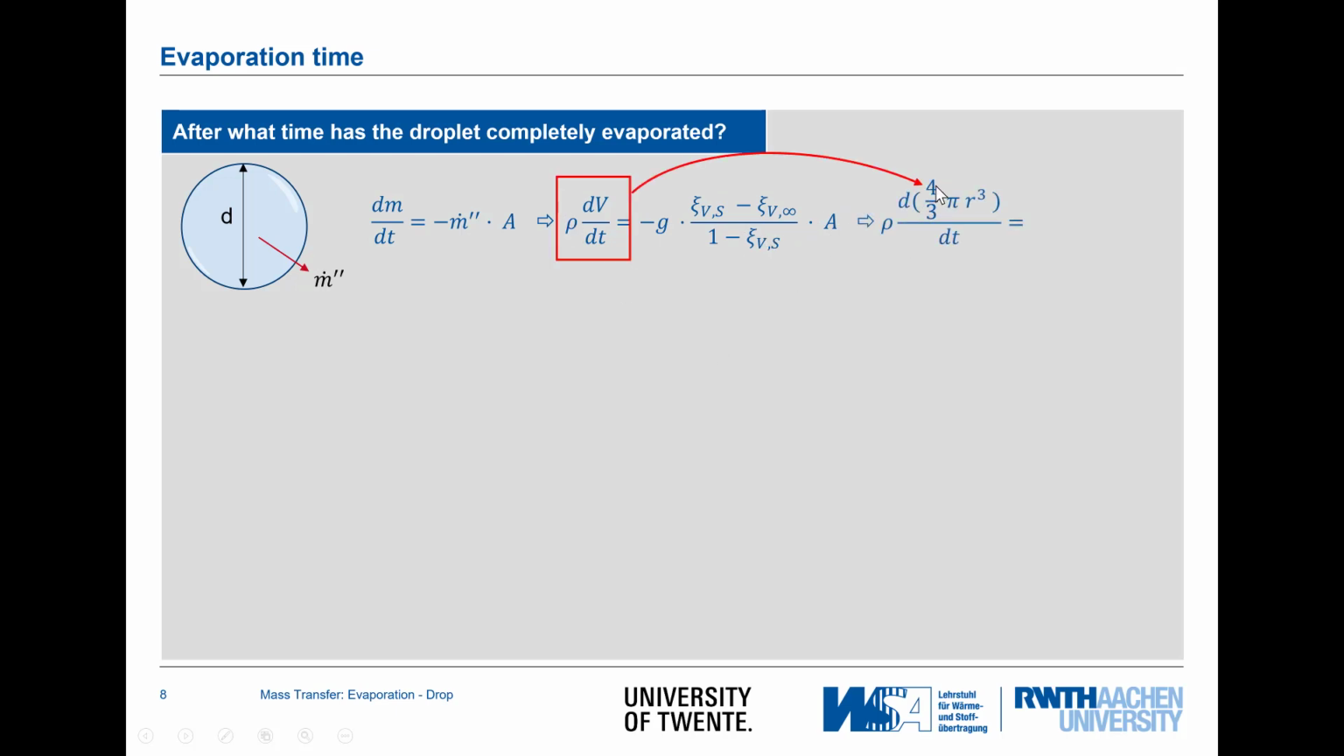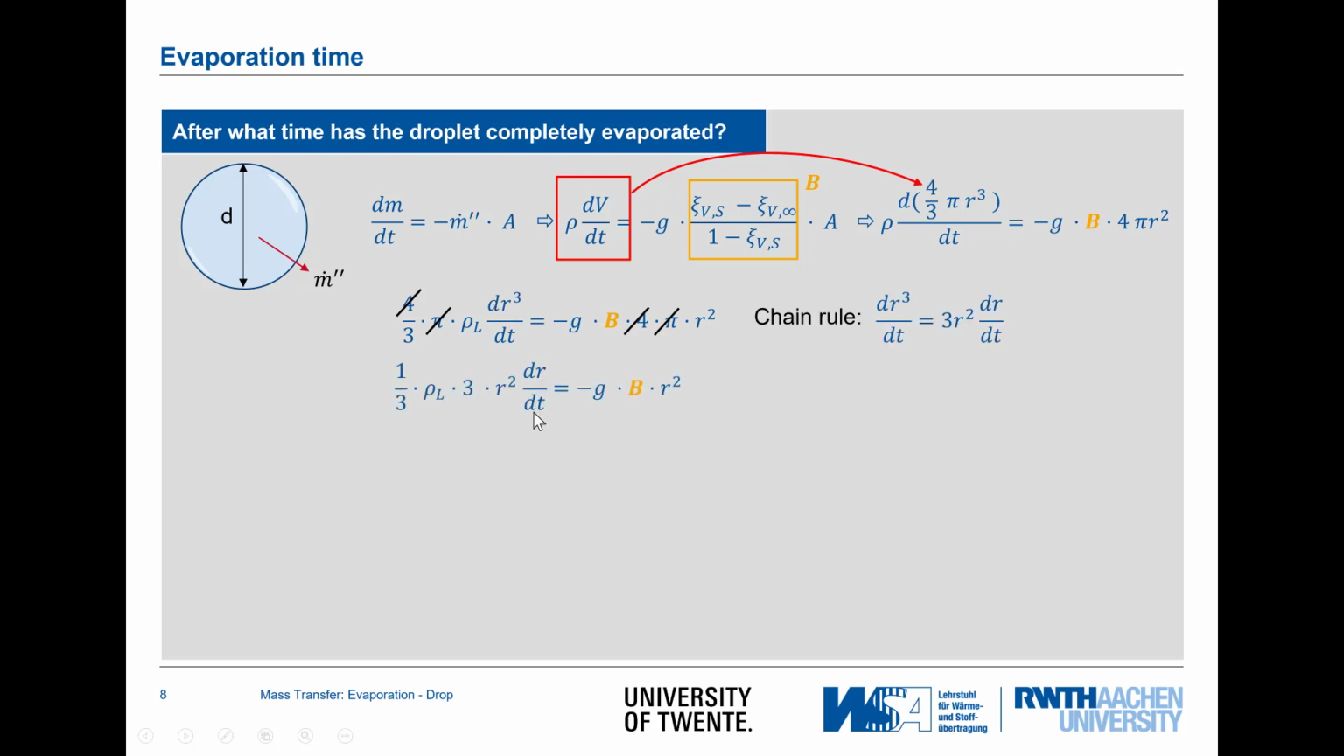Now the volume of a sphere for my droplet, that's 4 divided by 3 pi r cubed. And this expression is often abbreviated by B, so we derive this equation over here. Let's have a closer look at that. If we do the differentiation here, or put the 4 over 3 pi in front here, we can get rid of the pi and the 4. And if we use the chain rule here, we can get to dr over dt and get rid of r squared, and the 3 cancels out here as well.